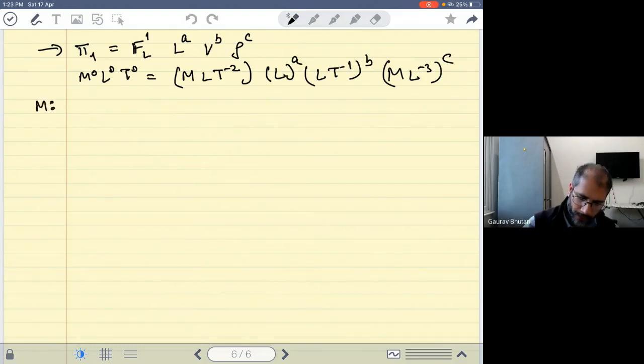So I can now equate the coefficients. The coefficient of m on the left hand side is 0, on the right hand side is 1 from the first term, and then from the fourth term is c. So this implies that c is equal to -1 straight away. So we got the value of c.